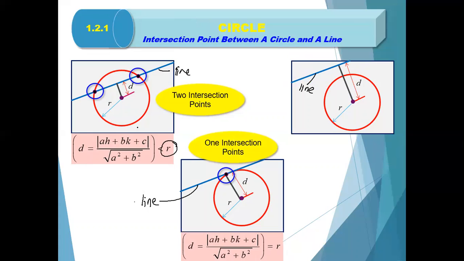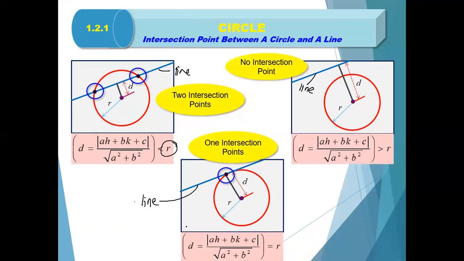Okay, the same. D is equal to modulus of Ah plus Bk plus C over square root of A squared plus B squared is equal to R. Okay, so we have one more case. This one does not touch at all. How can there be an intersection point if the line does not touch the circle at all?